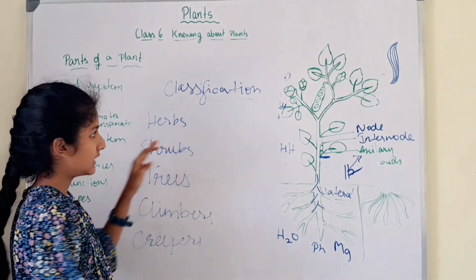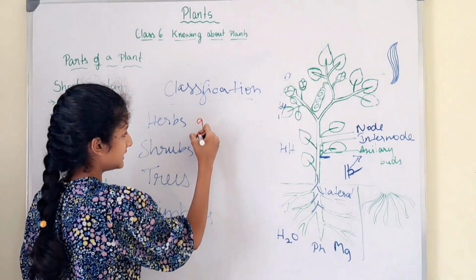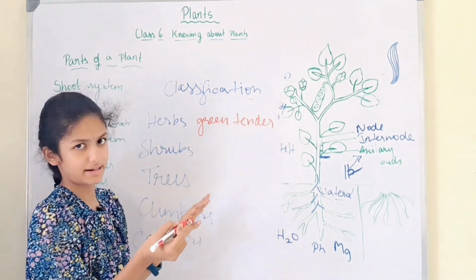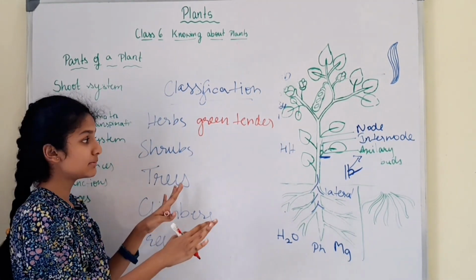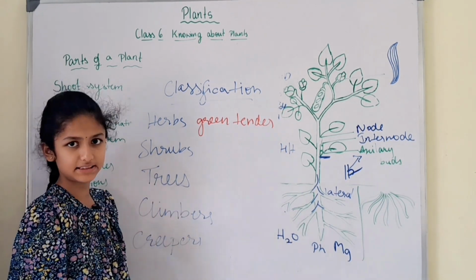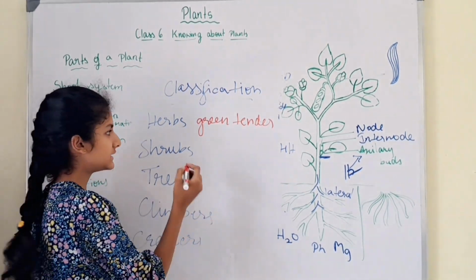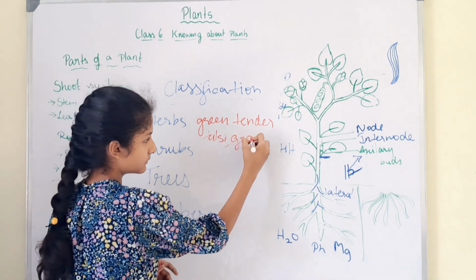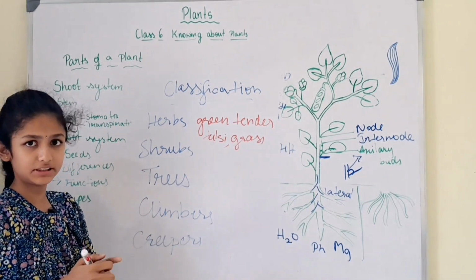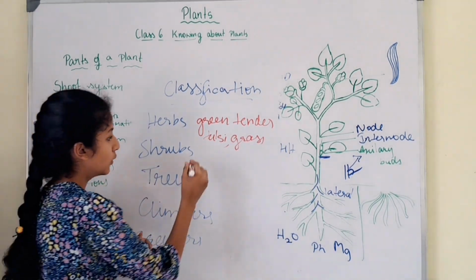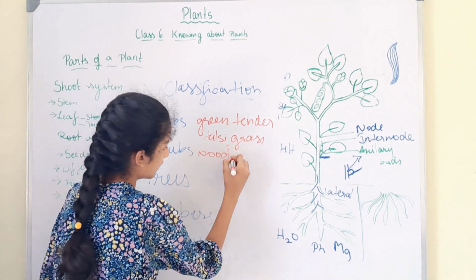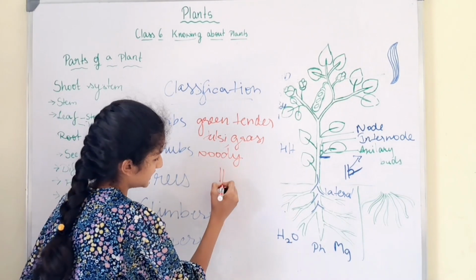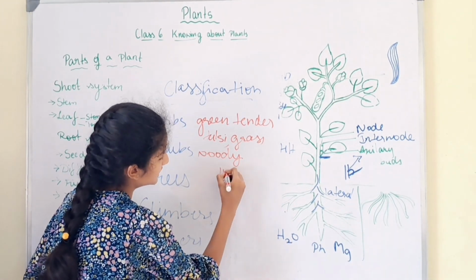Now, herbs have a green tender stem. We'll check into the stem pattern. Sometimes they will have branches and sometimes they won't. An example is that the tulsi plant is a herb. Grass also is a herb. Now, shrubs have a woody stem, and the branches will arise from the base of the stem. For shrubs, from the base only branches will arise.